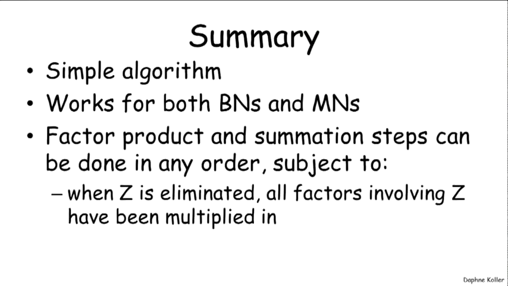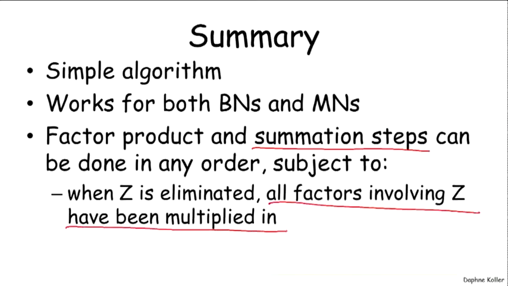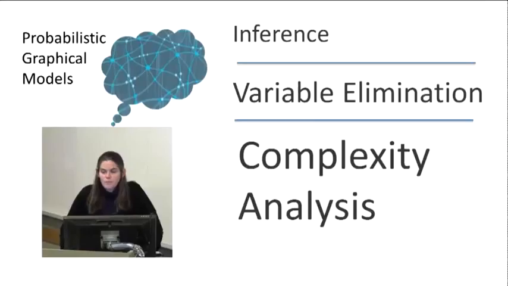And it does that by ensuring that when you sum out a factor, when you do the summation step over a variable z, then all factors involving z have been multiplied in, which is the critical piece of the correctness of this algorithm. So we've previously presented the variable elimination algorithm.